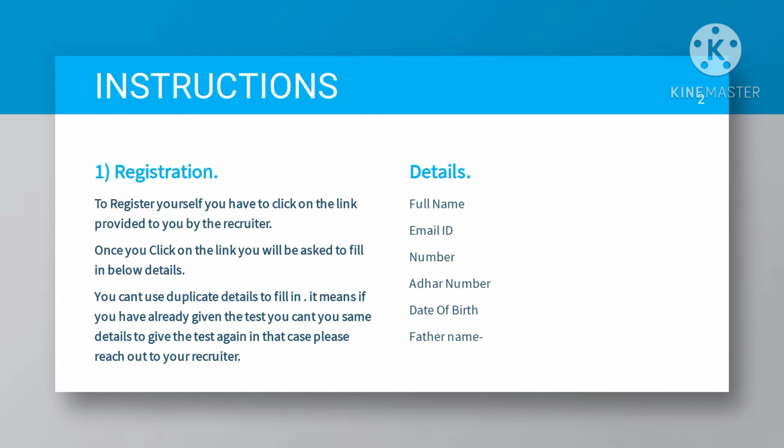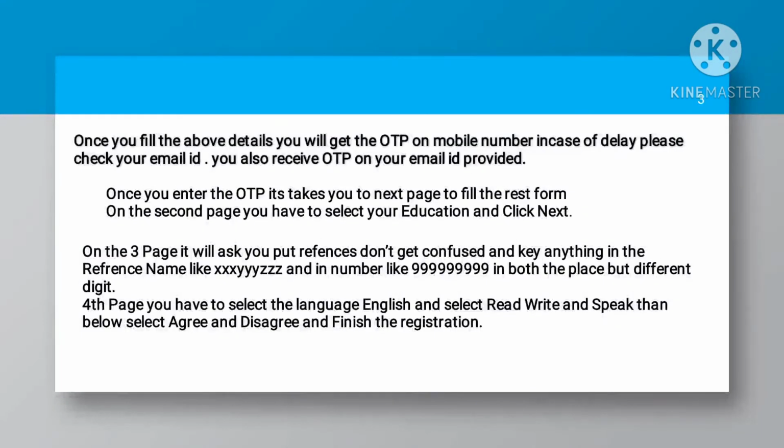Details are full name, email ID, number, Aadhaar number, date of birth, father name. Once you fill the above details, you will get the OTP on your mobile number. In case of delay, please check your email ID. You also receive the OTP on the email ID provided. Once you enter the OTP, it takes you to the next page to fill the rest of the form.